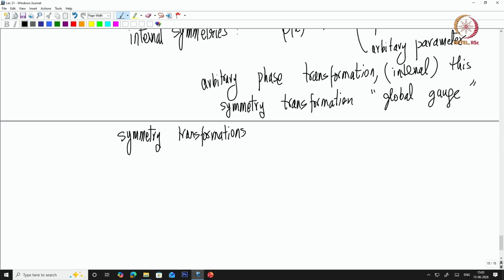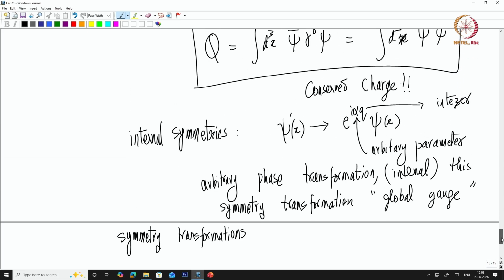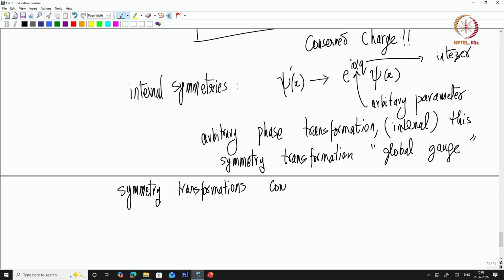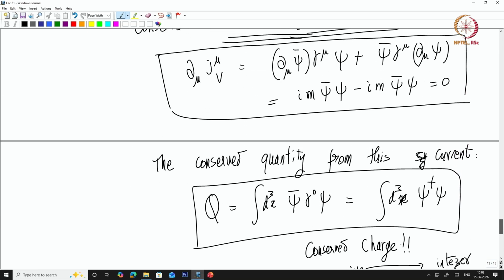So these are called global gauge symmetry transformations. They conserve the vector current. What current is conserved under these symmetry transformations? This conserved quantity is nothing but your vector current, which corresponds to your electric charge and electric current.